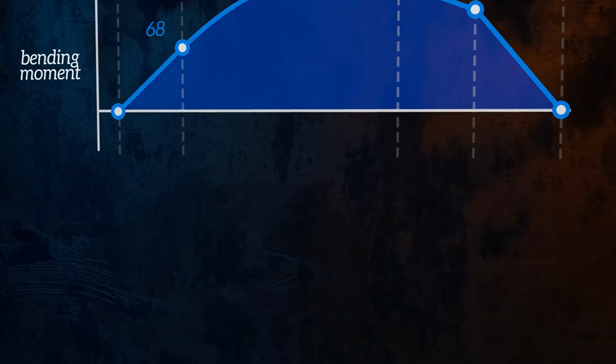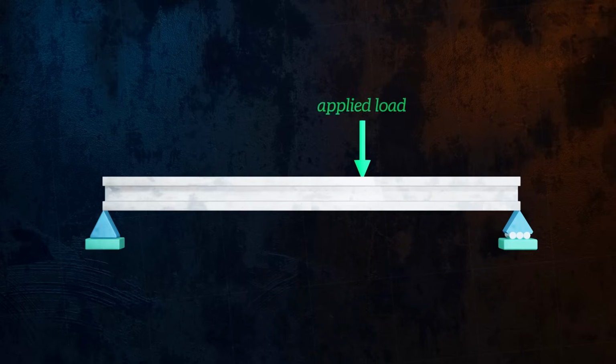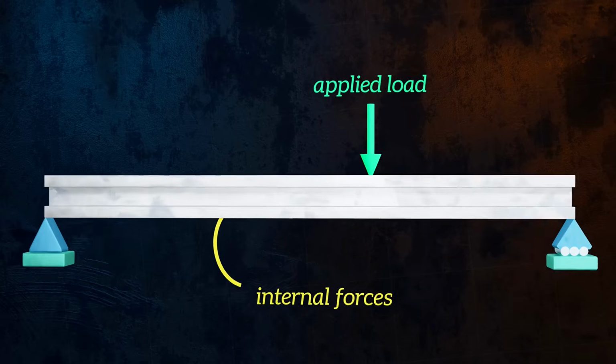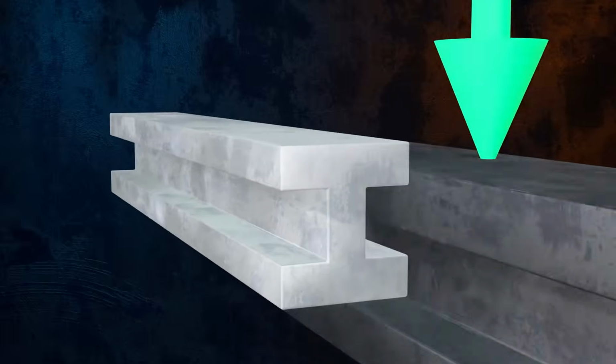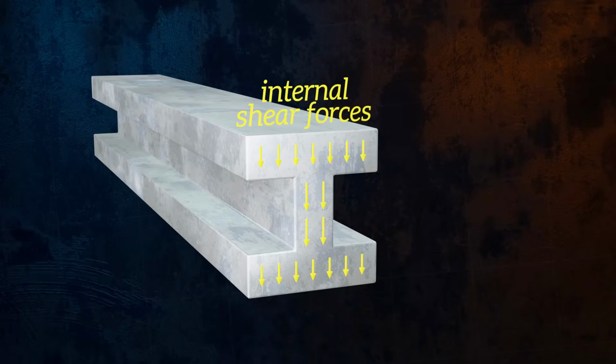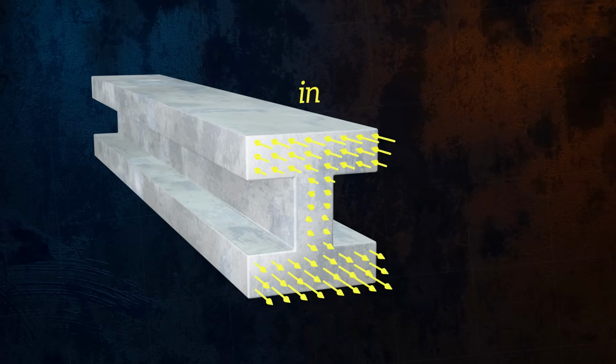I want to start by explaining what shear forces and bending moments actually are. When a beam is loaded, internal forces develop within it to maintain equilibrium. These internal forces have two components. We have shear forces, oriented in the vertical direction, and we also have normal forces, which are oriented along the axis of the beam.